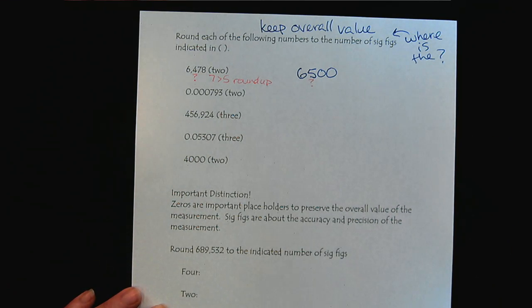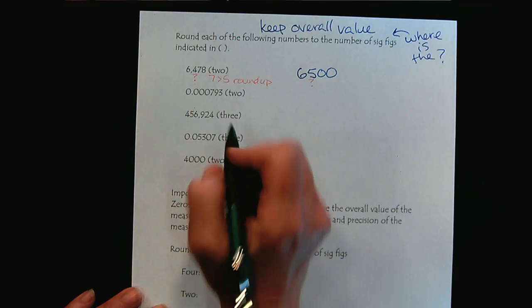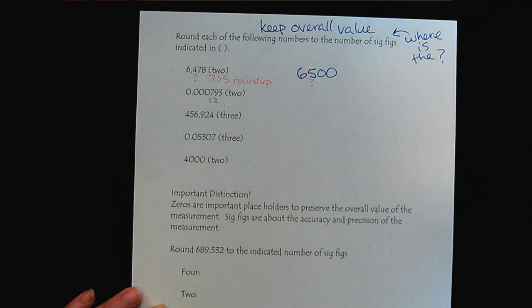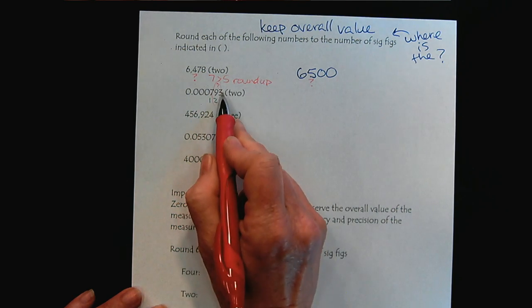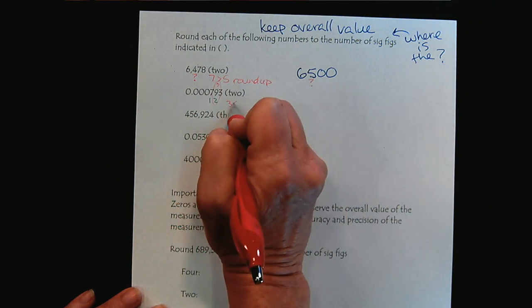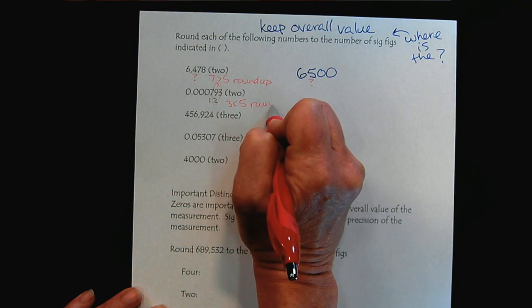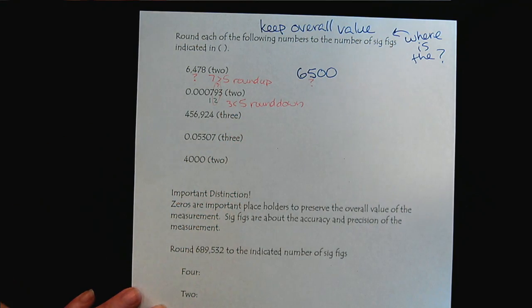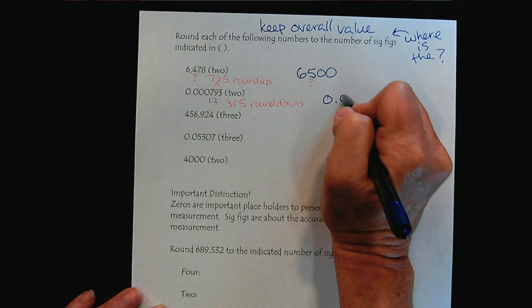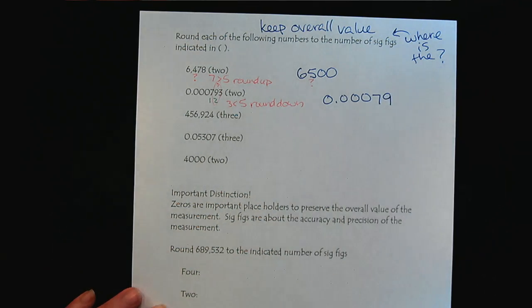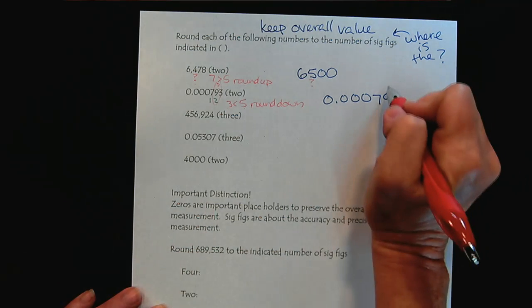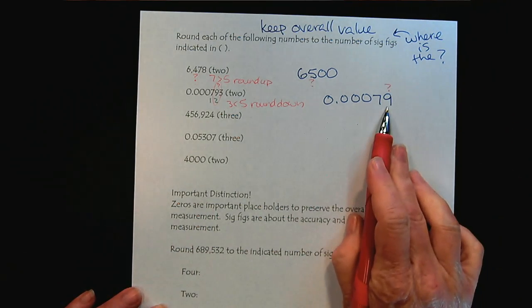In this next example, we have a bunch of leading zeros. Leading zeros never count. So if we want to do 2 sig figs, 1, 2, so that's telling us this is where our question mark is. So we look to the right and we see 3. 3 is less than 5, so we round down. So we bring in, right, leading zeros never count, so we bring in all the leading zeros and then we would put 7, 9. So now we have rounded this measurement to 2 significant figures.